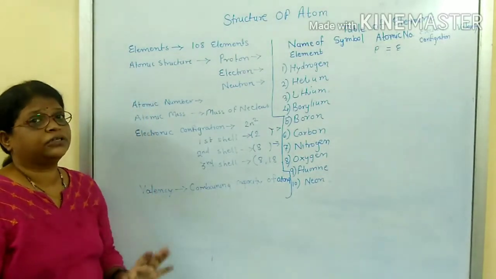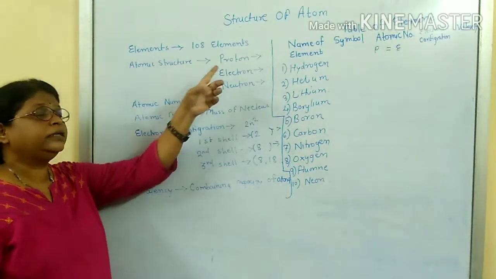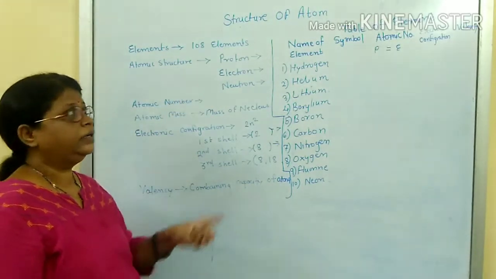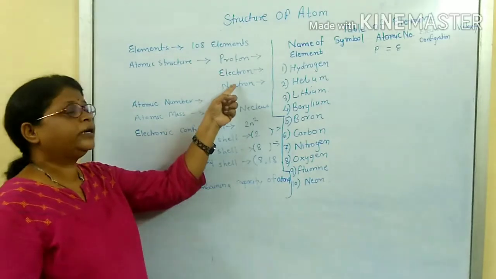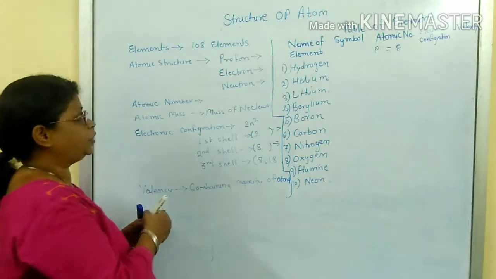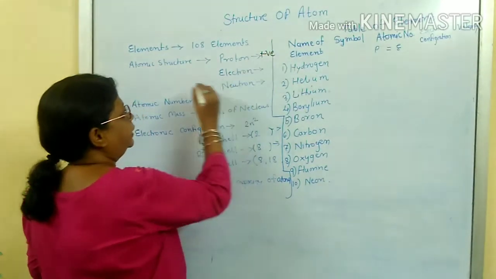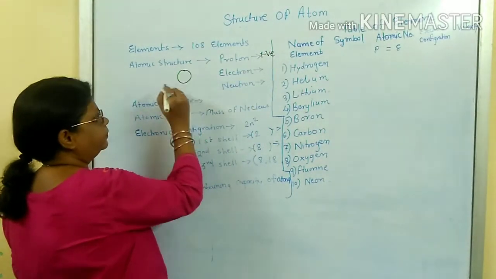What is the atomic structure of any atom? So, there are three subparticles: proton, electron, and neutron. Proton has a positive charge. They are in the nucleus.